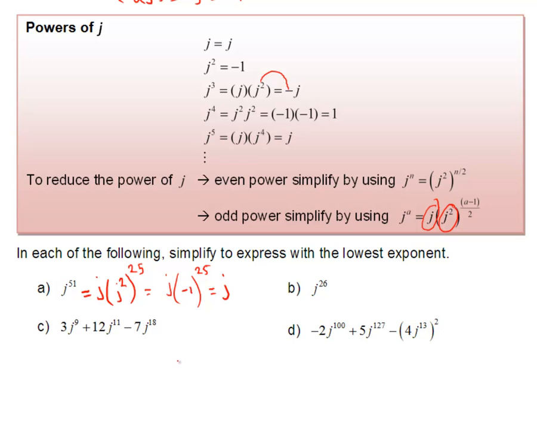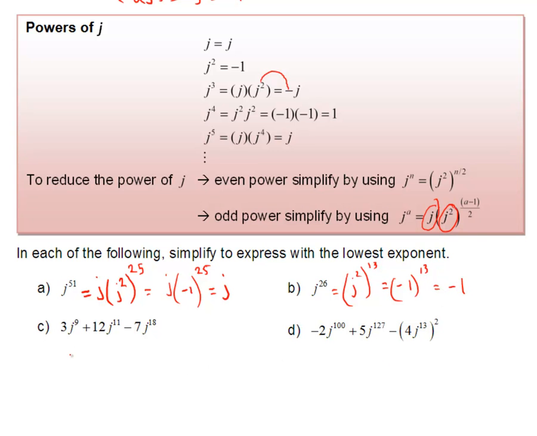So we're always going to be able to reduce the power to the first power of j, or j to the power of 1. Sometimes it'll be negative, sometimes j will disappear altogether, but we can always reduce it. So here j to the power of 26, this is even. So if it's even, we keep j squared. Divide 26 by 2 is 13. So that's negative 1 to the 13, or simply negative 1.